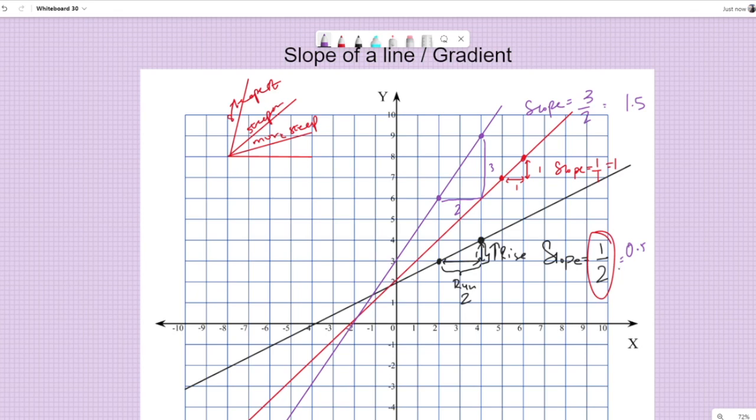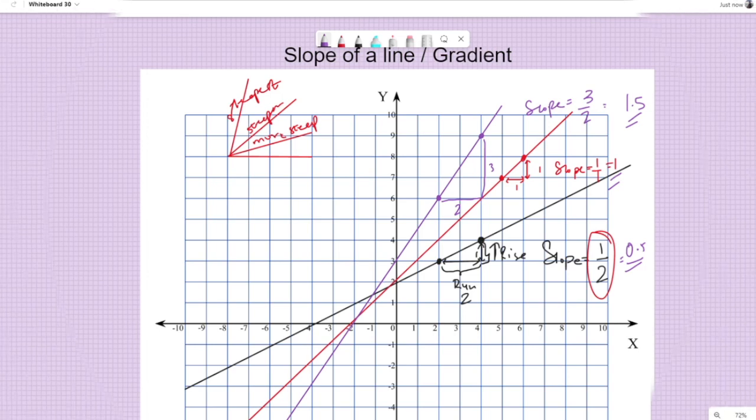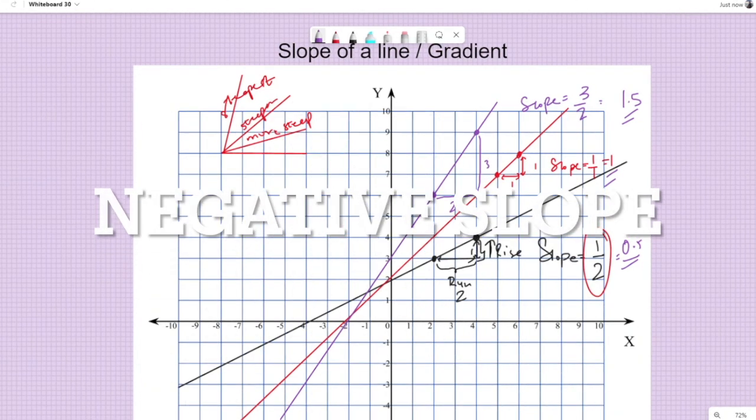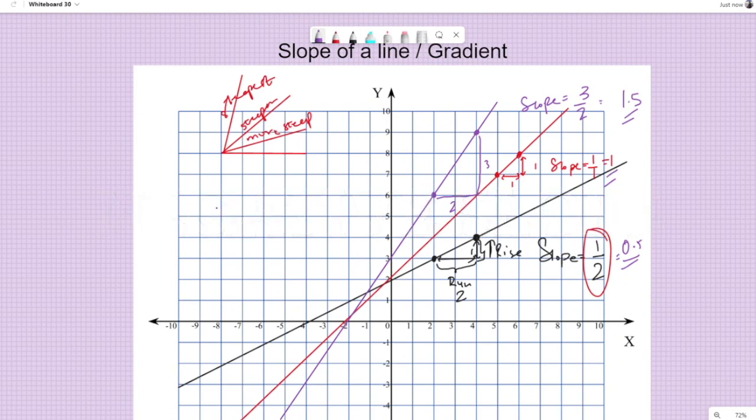So you can see the higher the slope, the steeper the line. 0.5 is the smallest slope, and you can see the line is less steep. The red line has slope 1, and it's steeper than the black one. And the purple line has slope 1.5, and it's the steepest one. So this is how we figure out the slope of a line. Now I can see all these lines are going in one direction. Why don't we change the direction and see what will happen.